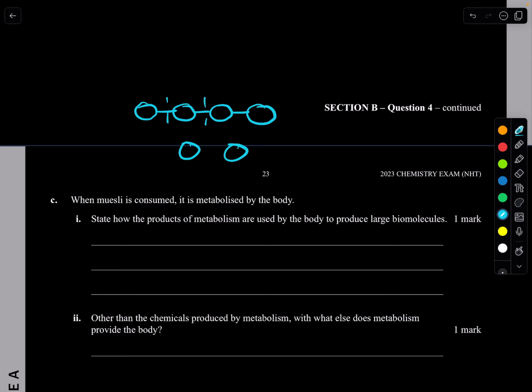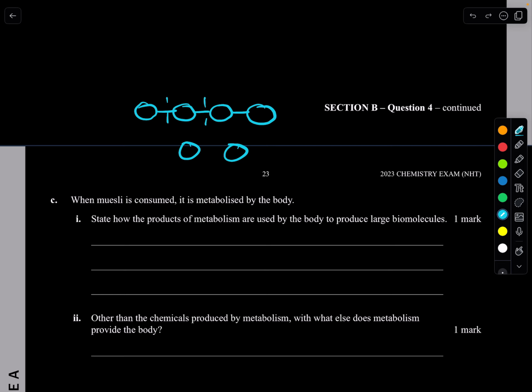And so we have those simple molecules in our body, but our body creates proteins for function, cellular respiration. The products of metabolism are your basic units like amino acids, monosaccharides, all these basic units. So we want to say how the products of metabolism are used by the body to produce large biomolecules. Easy. You know how we broke them down into basic monomers? How does our body make them into larger biomolecules? If amino acids, we put them back together to make proteins, or monosaccharides, we put them back to create carbohydrates.